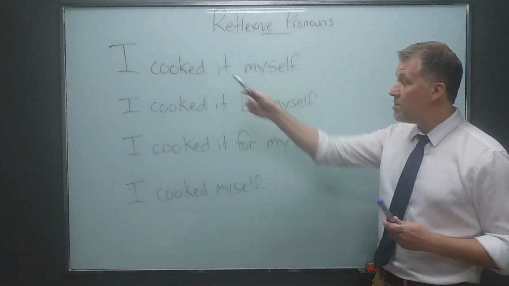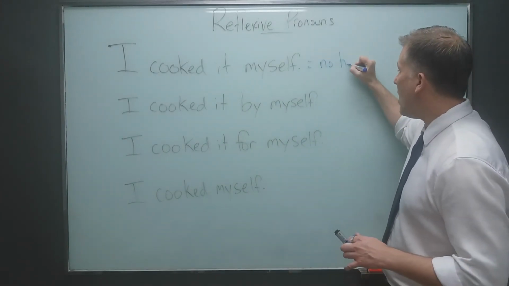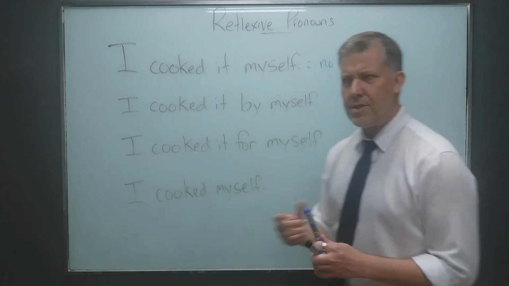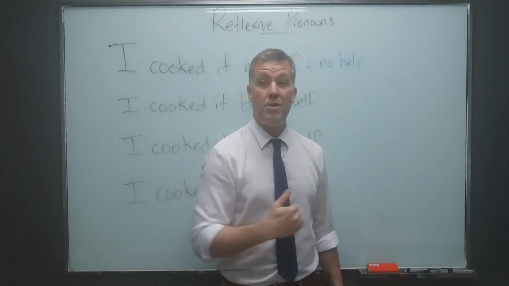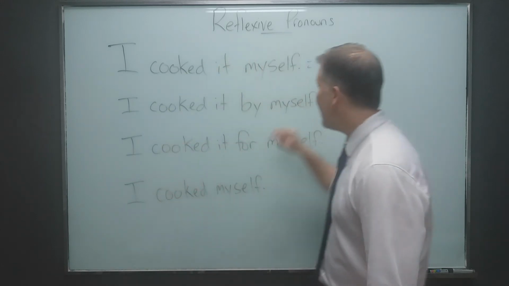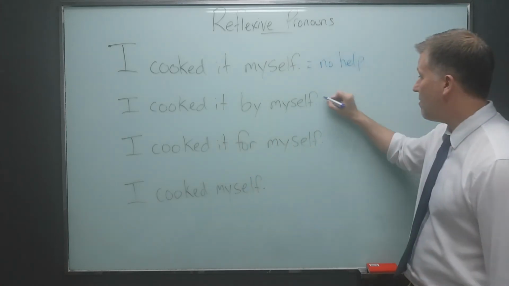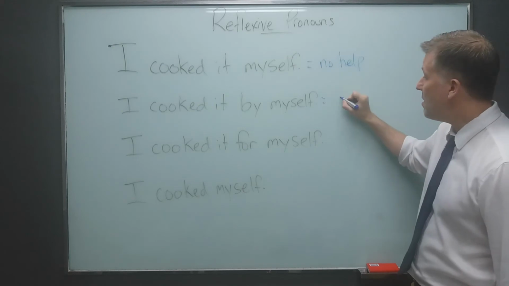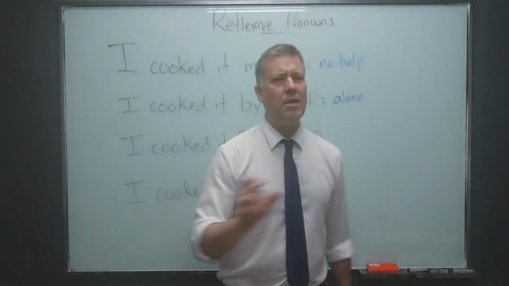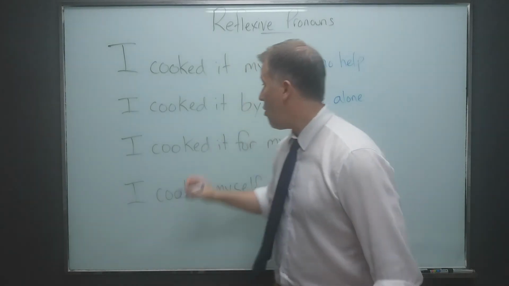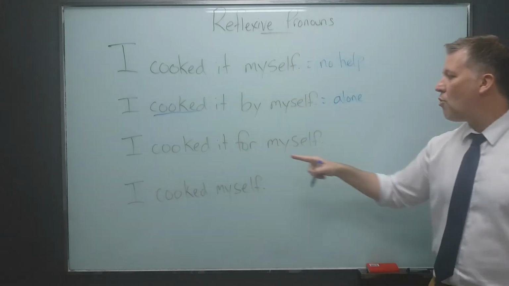Now, this one says, I cooked it myself. Again, this means I had no help, okay? For example, I'm having a dinner party. I'm inviting people to my house, but I'm going to cook myself. Nobody's going to help me, okay? That's when I would say this. And then there's this, I cooked it by myself. Again, no one helped me because I was alone, okay? Now that doesn't mean there were people in the house, but I was alone in the kitchen while I was cooking, okay?